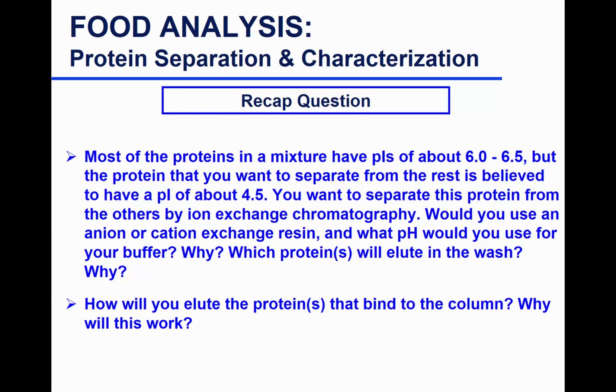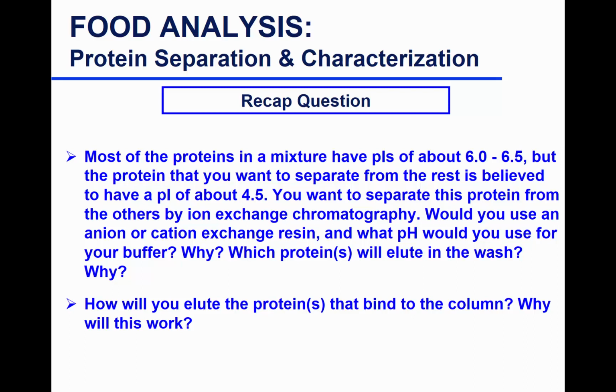So what's the ask here? We have a mixture of proteins. The one that you're interested in has a pI of 4.5. The others in the mixture have a pI between 6 and 6.5. pI means isoelectric point. That means the pH at which you have zero charge. So you want to get that protein that has that specific isoelectric point using ion exchange chromatography.